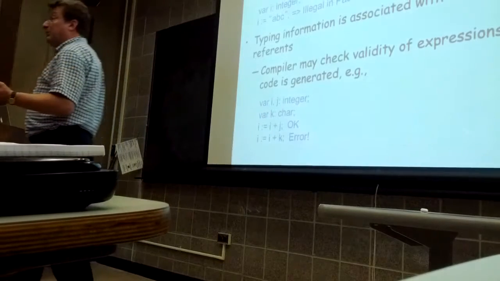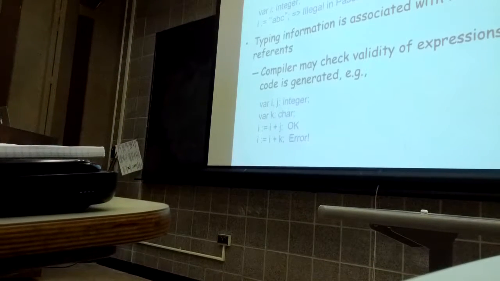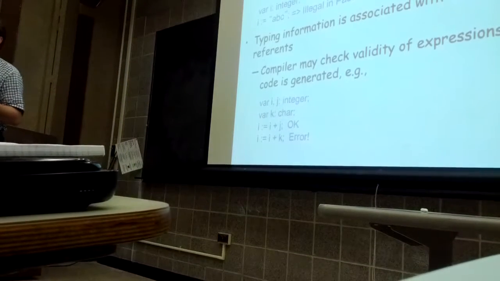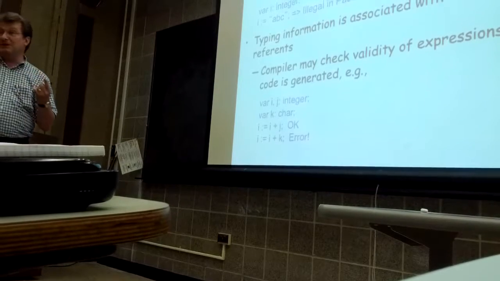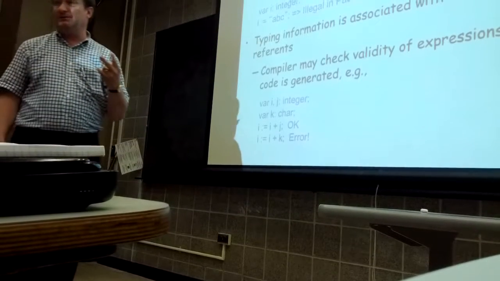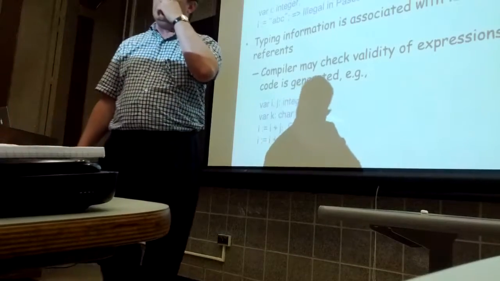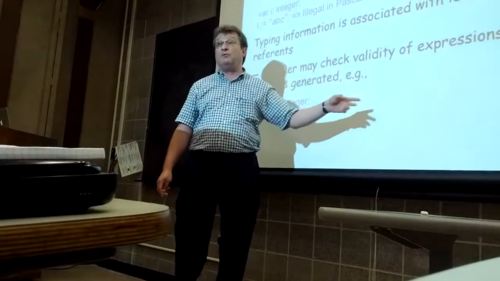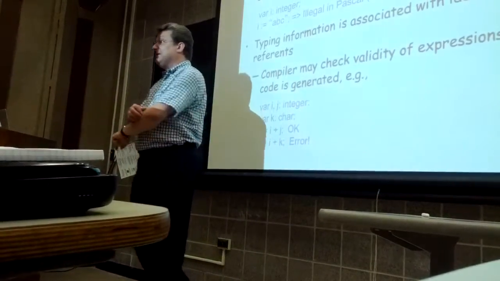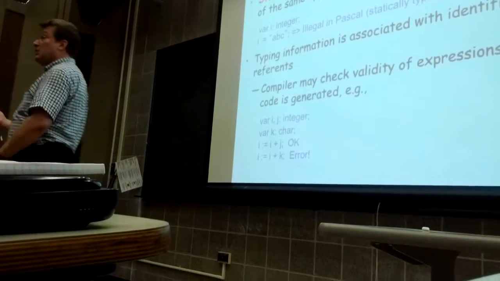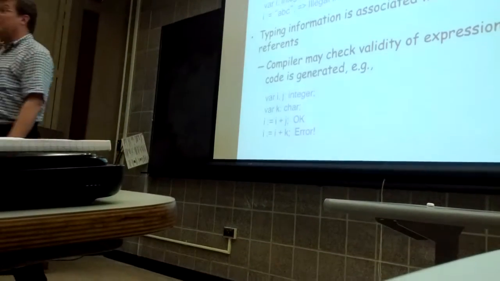Does anybody know of a programming language that uses dynamic scope rules? I'll give you two. Lisp is one, and Perl is another. Perl is actually used more often than Lisp. So be careful when you use Perl, because the references to non-locally defined identifiers will be resolved dynamically in the context of the caller.